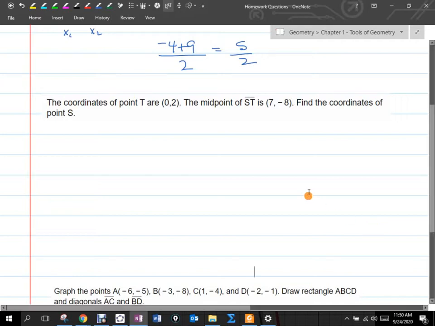Okay. This question here: the coordinates of a point T are (0, 2), and it tells you the midpoint is at (7, -8). Now, I'm just going to draw a rough sketch here. I'm not going to make my intervals consistent, or I'll probably number things, but I'll make sure these points are in the right quadrants. So (0, 2), x being 0, y being 2, maybe that's where T is. S is at (7, -8), so that's going to be in the fourth quadrant.